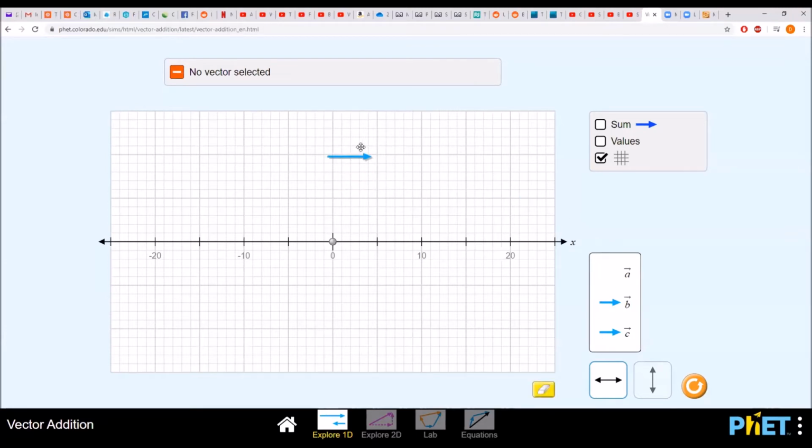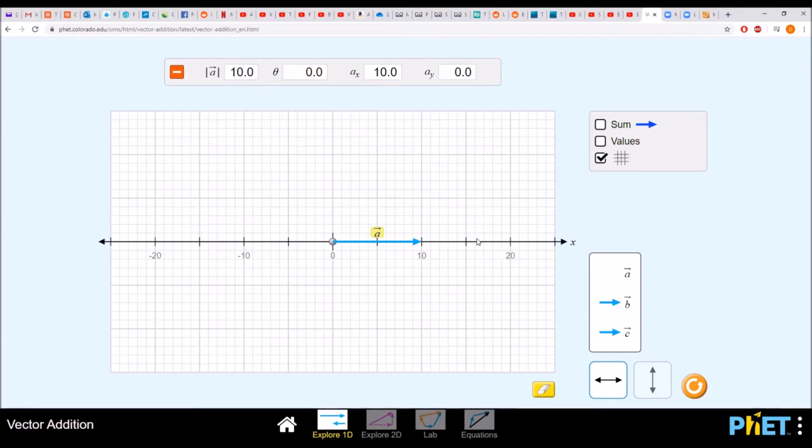I can take this vector A, and I can plop it down so that the tail of the vector is at 0. I recommend that after we're done with this, you go back to this link that's in the PowerPoint presentation and try this out for yourself. You can change the length of the vector. You see up here that the length of the vector is changing. The x component is 10. The y component is 0 because it's just along the x-axis. This is how we express the magnitude of the vector. The magnitude is 10. The angle is 0.